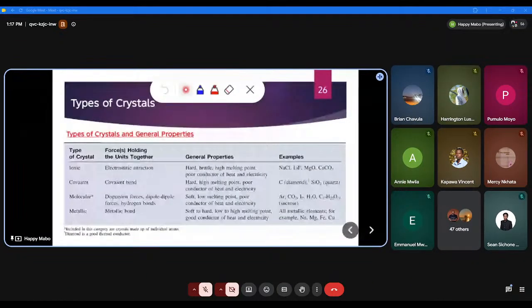So here we have a summary of the types of crystals that we have looked at, and also their properties. Basically, what we're looking at are the ionic crystals, the covalent crystals, the molecular crystals, and the metallic crystals, and the units that hold the structures together. Types of forces, the units that we have, the forces of attraction that are there, and the examples also. So it's just a summary of everything that we have talked about. Okay.